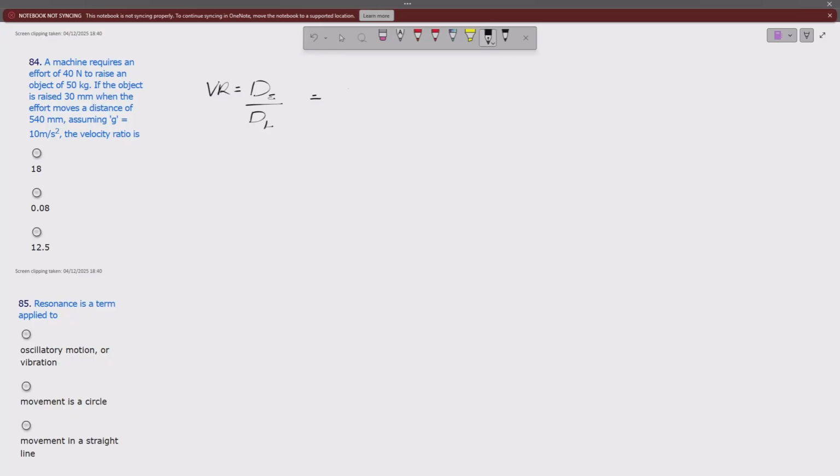The effort distance is 540 millimeters divided by the load distance was given as 30 millimeters. When you divide 540 by 30, you are going to get 18. That is 18.